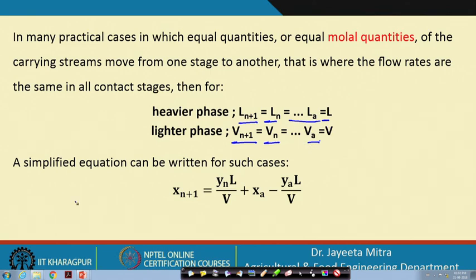Now, a simplified equation can be written for such cases where we can take x n plus 1 equal to y n L by V plus x A minus y A L by V. So, this method can be applied where the flow rates from one stage to the other stage are similar.